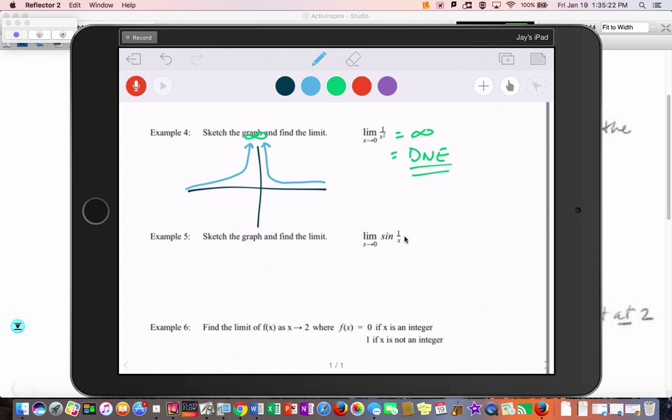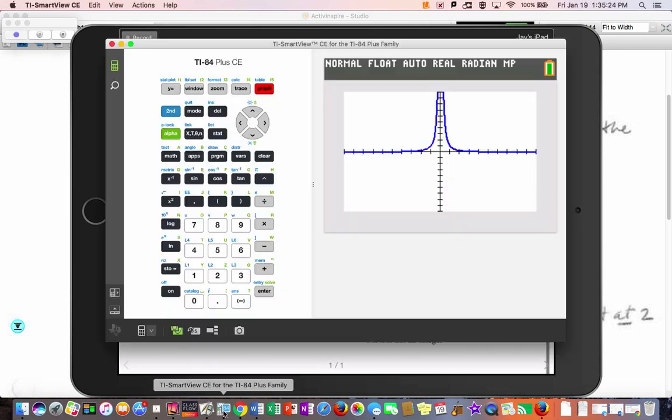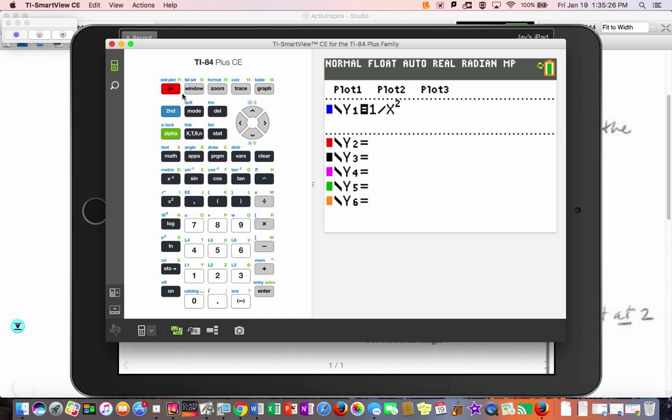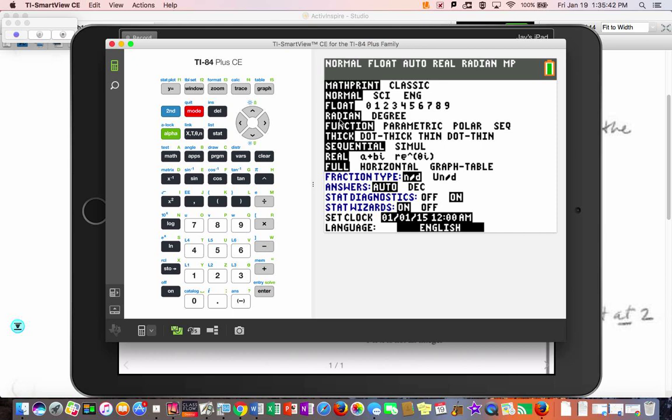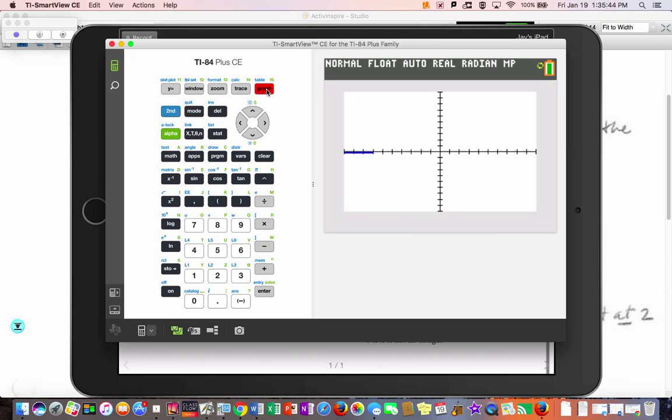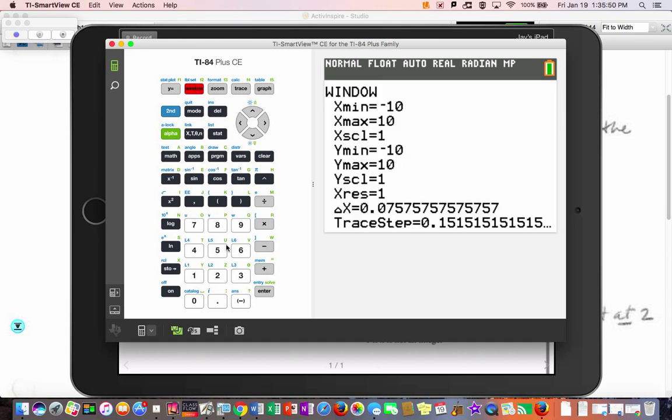The next one is sine of 1 over x. So type that in, sine of 1 divided by x. And we want to make sure we're talking about radian mode. So make sure your calculator is in radian mode. And then you graph it. And this is kind of where it's freaking out. So let's go in and make the window a little smaller.